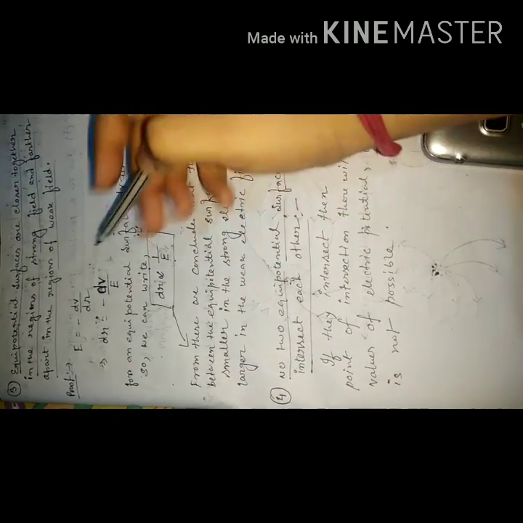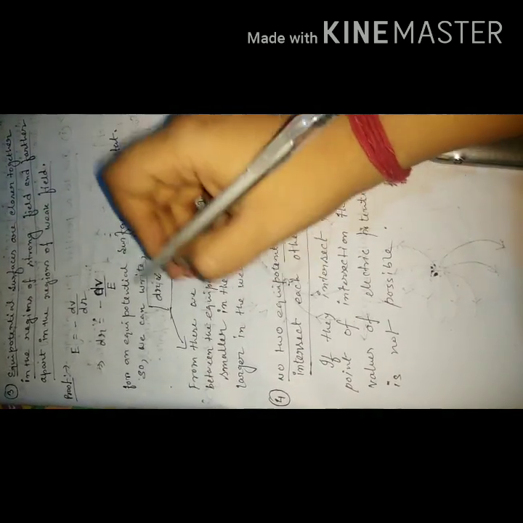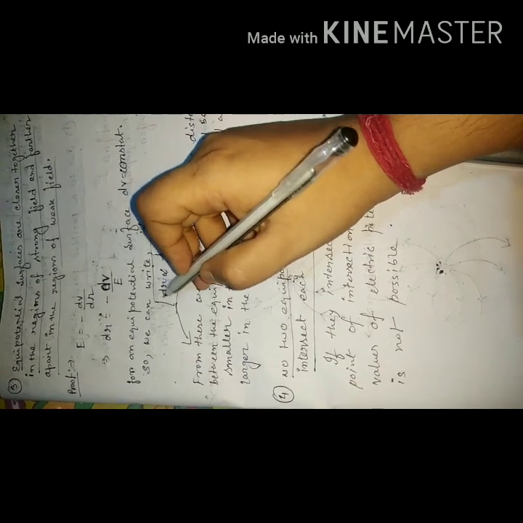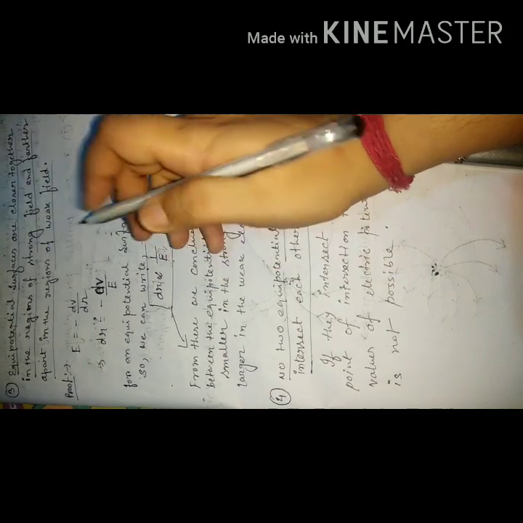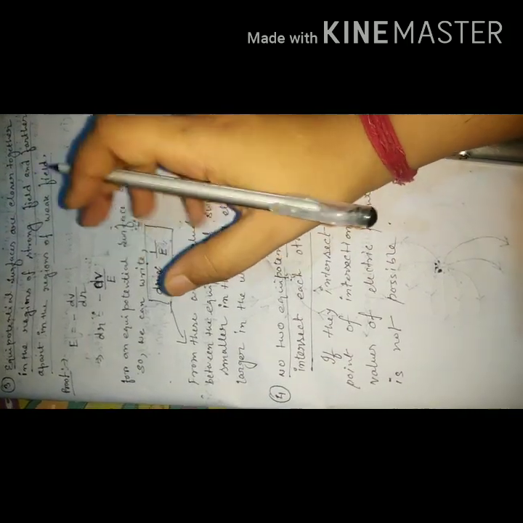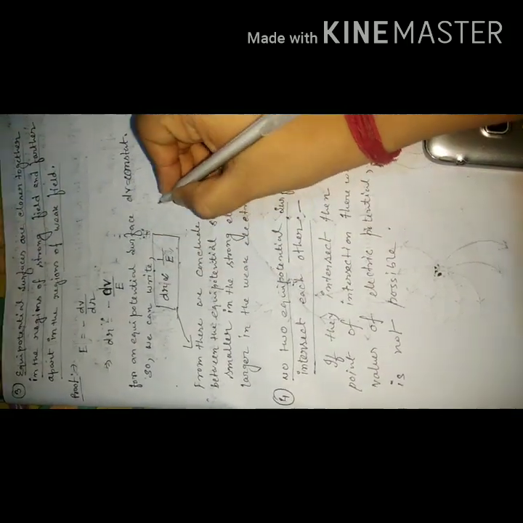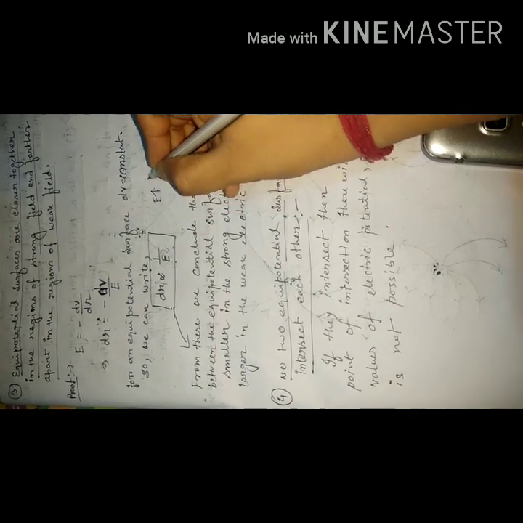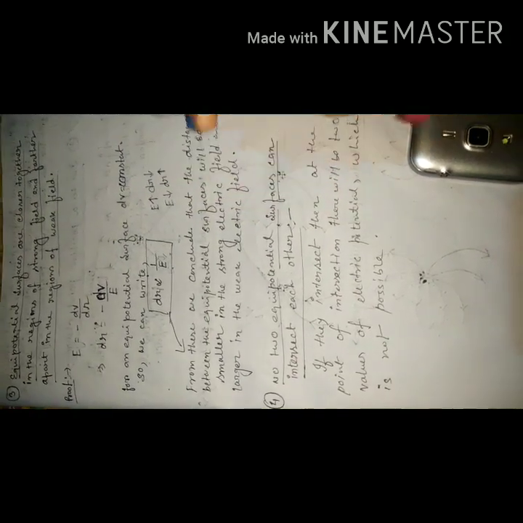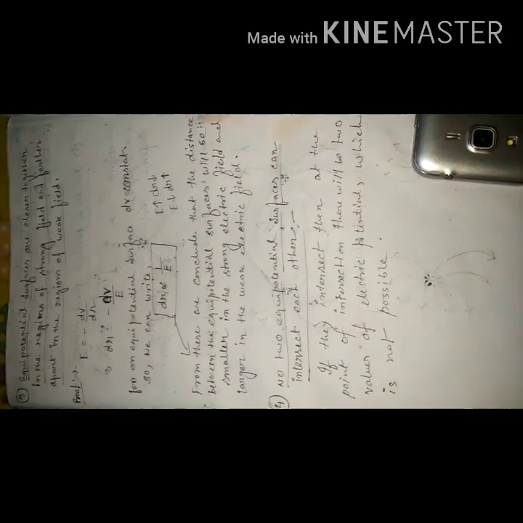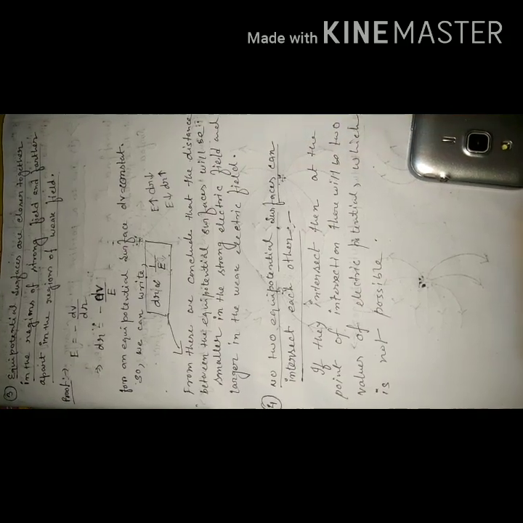If the electric field is strong, meaning the value of E is more, then the spacing between the equipotential surfaces is very close together or very small. That means if E is more, dr is less. If E is less, dr is more. In a weak electric field, the spacing between two equipotential surfaces is more. Dr is the spacing between equipotential surfaces.